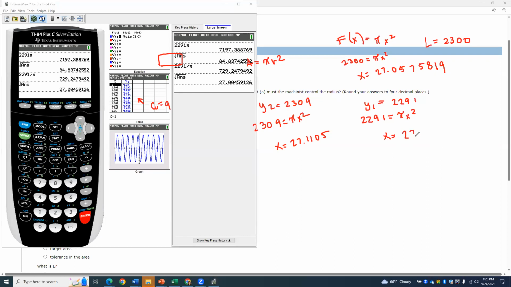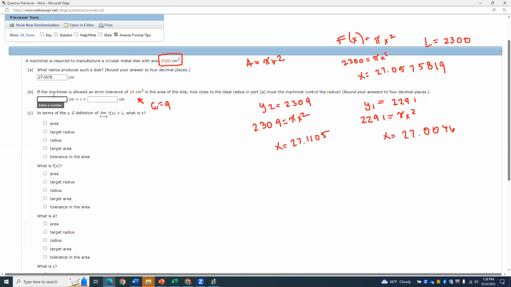Okay, so we'll say 27.0046, to 4 decimal places. Lovely. All right, so let's go back here. Then we'll go ahead and enter in these values. I'll probably put the smaller one first. So I'll put 27.0046, great, and then I'll put 27.1105.